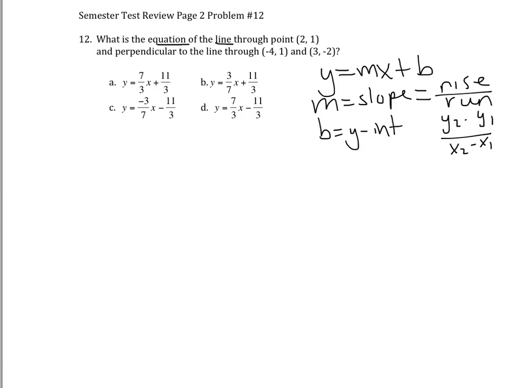So looking at this given information, we have these 2 points. And we need to figure out what the current slope is between those 2 points. So using this formula here, I'm going to plug in my 2 y values and my 2 x values. So I'm going to get y2, which would be negative 2, because it's the y value in the second point, minus y1, which is 1, over x2, 3, minus negative 4.